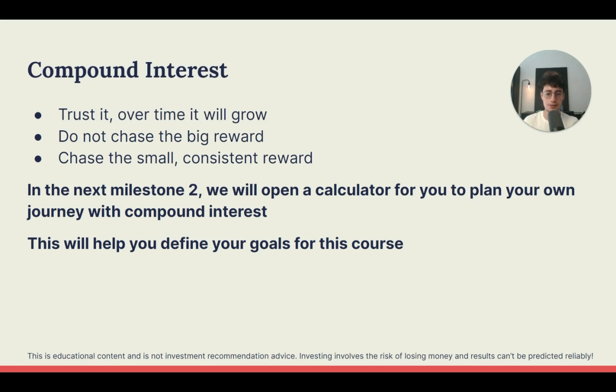So in the next milestone 2, you will open a calculator for yourself to plan your own journey with compound interest. This will help you define your goals for this course, and I'll show you how to do it. It'll basically be what I just showed you now, and we'll just go through a quick run through of it.